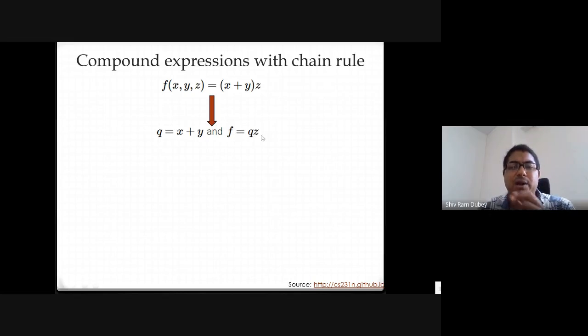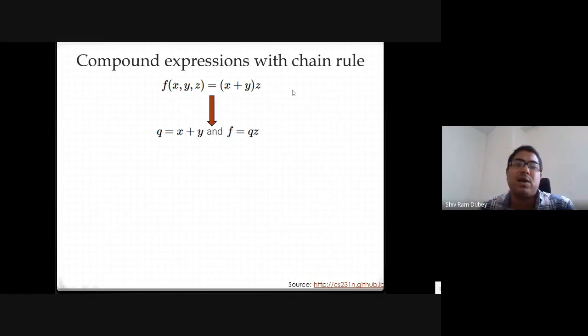Now, if f equals qz, I can find del f by del q and del f by del z very easily. And if q equals x plus y, I can also find del q by del x and del q by del y very easily. In fact, del q by del x will become 1, del q by del y will become 1, del f by del q will become z, and del f by del z will become q. That we can find very easily. But that is not the actual thing we have to compute. Actually, we have to compute del f by del x, del f by del y, and del f by del z.